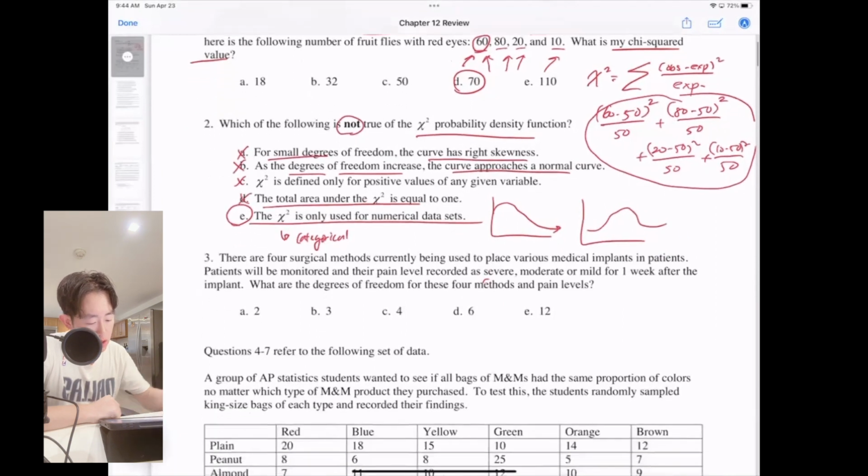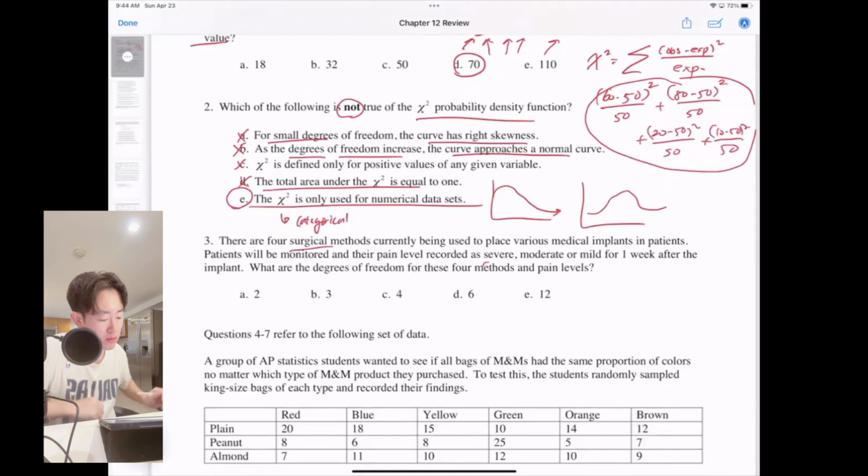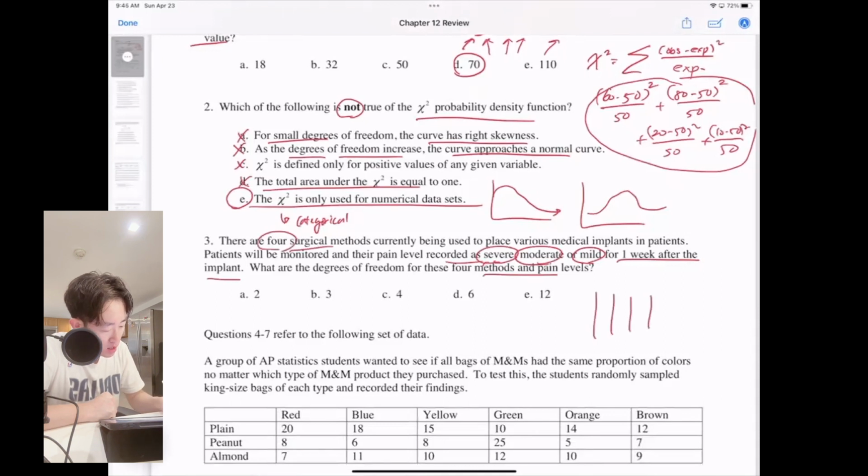Number 3, there are 4 surgical methods currently being used to place various medical implants in patients. Patients will be monitored and their pain level recorded as severe, moderate, or mild for 1 week after implant. What are the degrees of freedom for these 4 methods and the pain level? So we have 4 surgical methods, so there will be 1, 2, 3, 4 this way, and there are 3 of the severity of the pain level. So remember that it's always column minus 1 times row minus 1 for your degrees of freedom. So that'll be 4 minus 1, 3 minus 1, that'll be 3 times 2, which is 6.